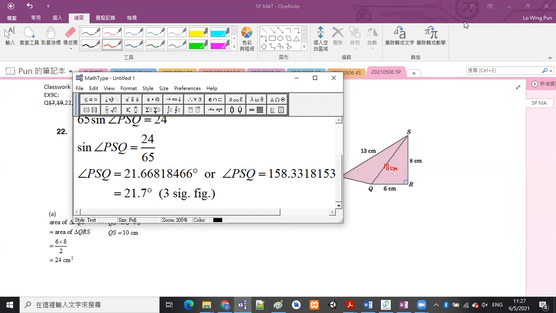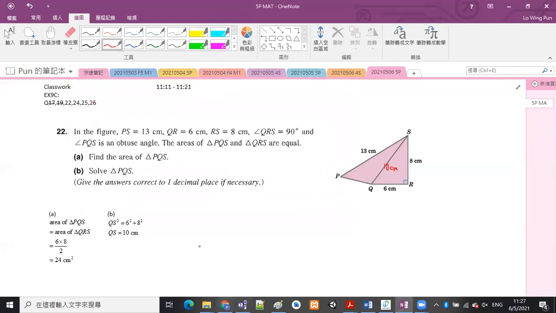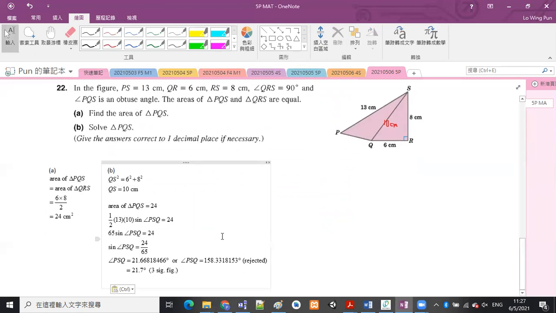You press shift sine 24 over 65 answer enter and then you just answer store to memory aid. Okay, I have saved this to memory aid.